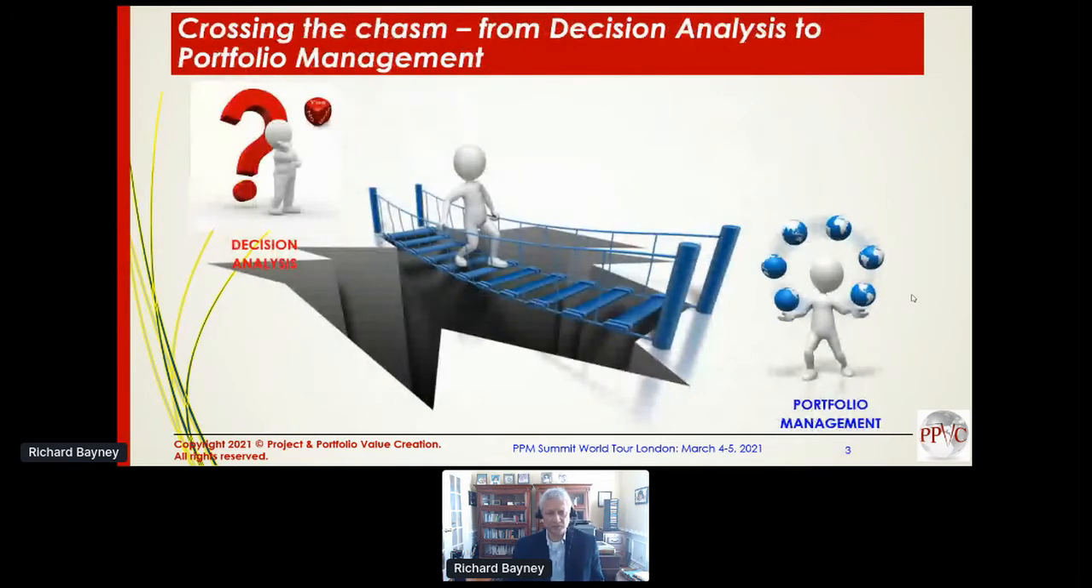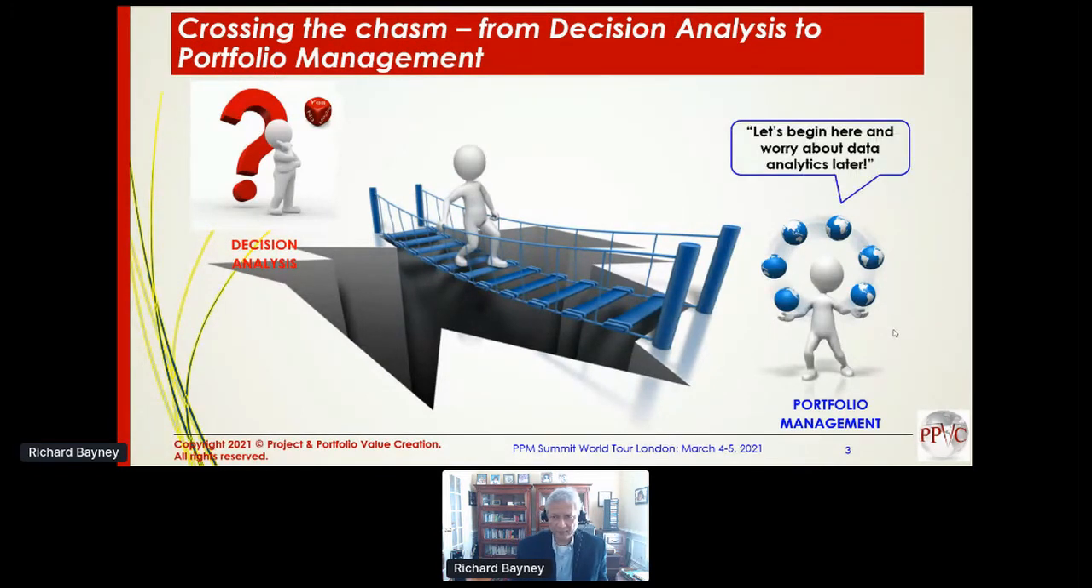Now, if we look at this chasm, decision analysis being to the left and portfolio management being to the right, pure logic and common sense dictate that we should look left to right. And so we cross from decision analysis to portfolio management. Now, that may be easier said than done because, in fact, over the past 13 years of my consulting life, I've come across a number of organizations, both large and small, that actually prefer to start with portfolio management and essentially worry about their data analytics later.